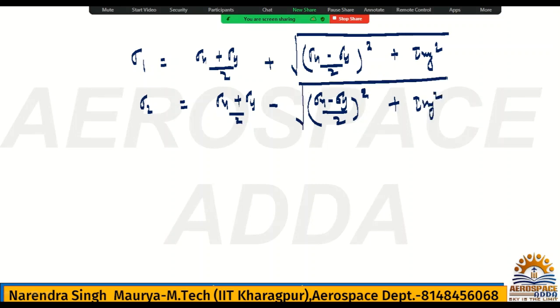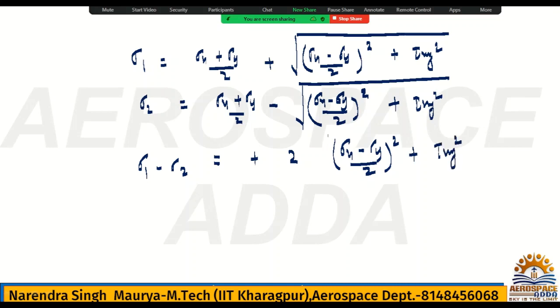If I take sigma 1 minus sigma 2, I will get an exclusive result. For that reason I'm doing this. If you subtract these two, the first term, sigma x plus sigma y by 2, will be cancelled out, and this is plus and this is minus, so minus minus will be plus, and both will be added. So what value will you get? You will get 2 times the root, because this will be added 2 times.